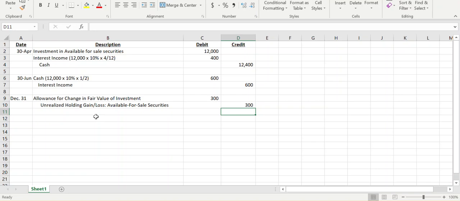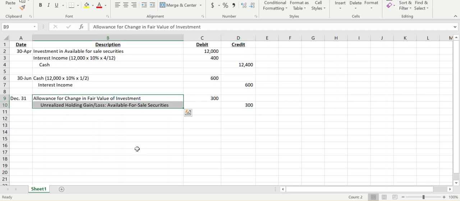So we do this adjustment. We're not directly impacting the investment account. We have an offsetting account, the allowance account. Again, it's going to either be an adjunct asset account when the market value is higher than the carrying value, or it's going to be a contra account if our fair value is less than the carrying value.